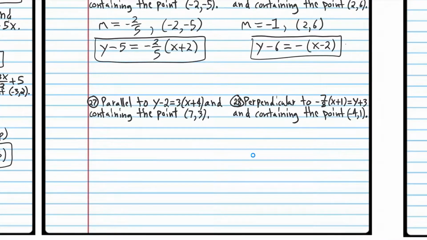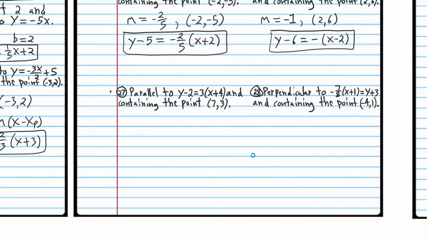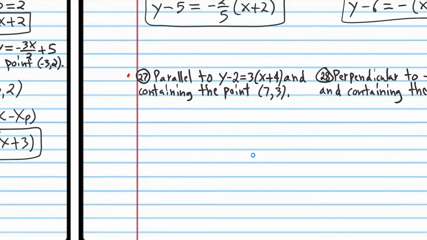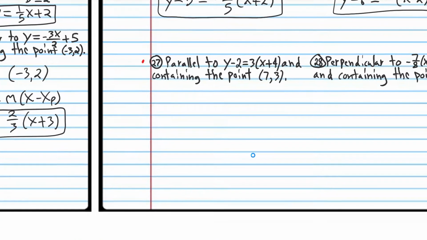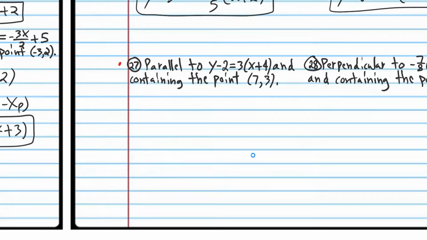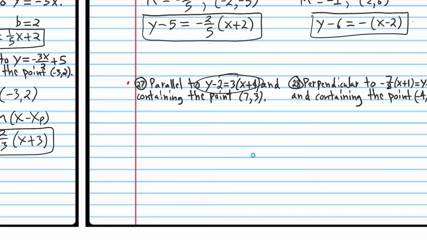All right, so for number 27, something different is going to happen. We want the equation parallel to this equation, but notice that this is not in slope-intercept form anymore. It's in point-slope form, but that's no big deal. We can still see the slope easily. So our line is parallel to this line. So remember, point-slope form is y minus yp equals m times x minus xp. What that means is that 3 is the slope. So we can see the slope of that line just by looking at it.